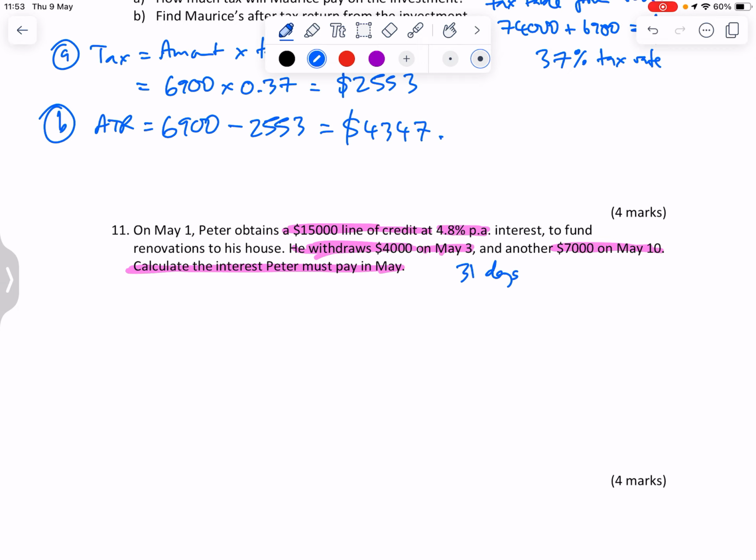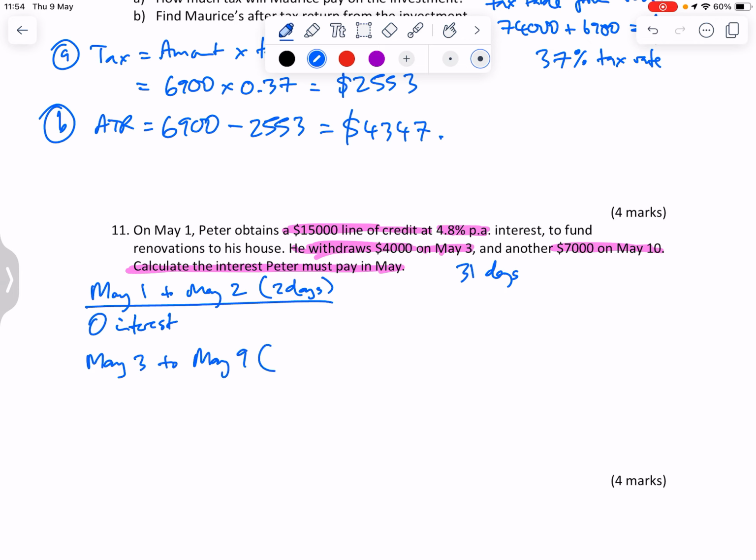All right, so on May 1st, he opened a line of credit and he only withdrew something on May 3rd. So May 1 to May 2, which is 2 days, 0 interest because he hadn't withdrawn anything. But May 3rd, 4 grand. He withdrew another 7 grand on May 10th. So it's 4 grand withdrawn from May 3rd to May 9. So May 3, 4, 5, 6, 7, 8, 9. That's 7 days.